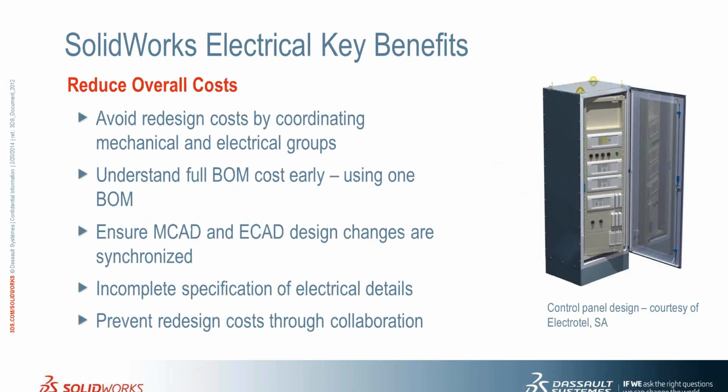Talking about reducing costs, we can avoid redesign costs by coordinating mechanical and electrical groups. We can understand the full bill of material cost early using one single bill of material. So this is good news for a project engineer, because I believe you are the one in charge of managing the overall project cost. You need to liaise between the mechanical and electrical departments. And I believe by having these integrations, you can have full access and better visualization of the overall bill of material costs.